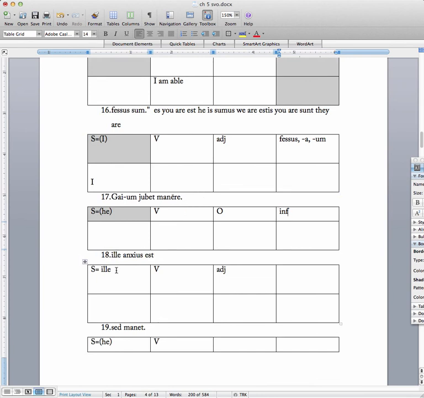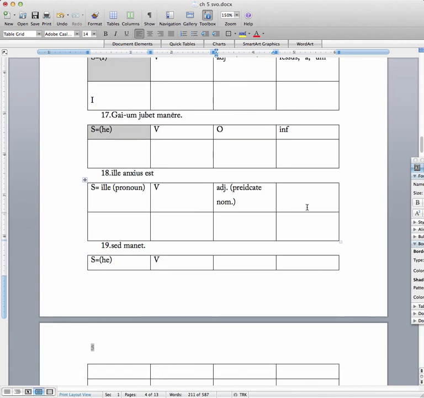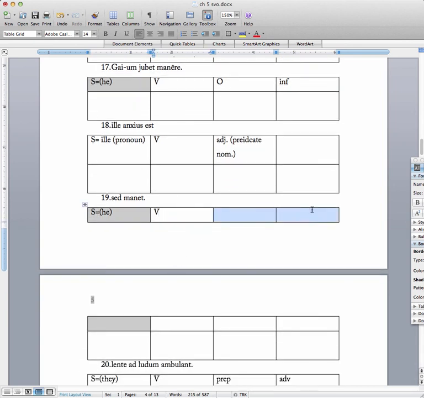Number 18, ille is a nominative. It's a pronoun. That's why it looks so strange. Pronouns, even in English, don't follow the same rules for nouns. Okay? The verb will end in t. The adjective, the predicate adjective will be nominative after est. Okay? So that's what you're looking for, this little box here. Again, in number 19, no express subject and only a verb. Nothing else for you to worry about over here.